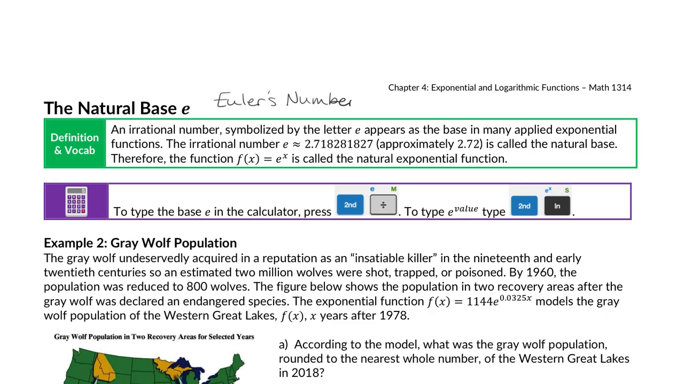And yes, that's pronounced Euler. I think he's a German guy. I meant to Google that from last class. Forgot what his nationality is, but that's Euler's number. He's the mathematician who codified this for us.